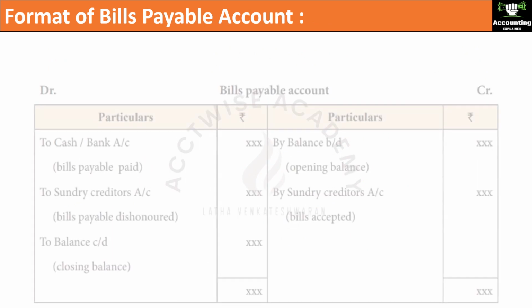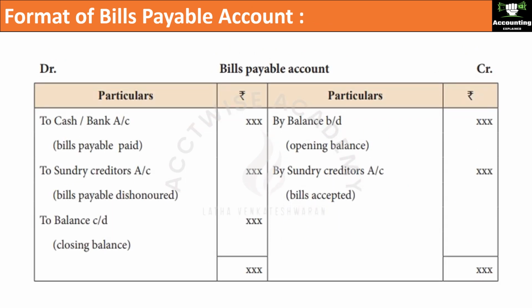Format of bills payable account. Bills payable account is opposite of bills receivable account. So it will have an opening balance on the credit side, by balance brought down on the credit side. By sundry creditors, if we have accepted any bills, then it will come on the credit side.